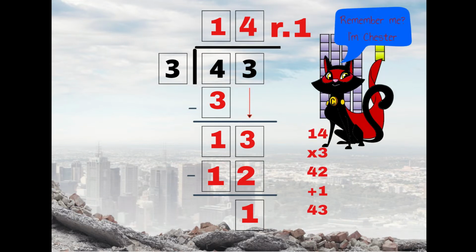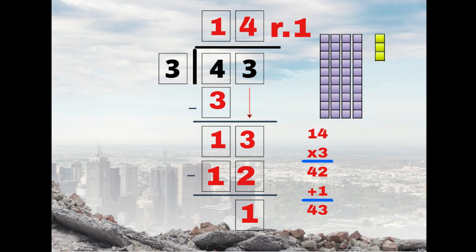The very last step is an important one. My name should remind you to check your answer every time. You check by multiplying the answer by the divisor to see if it equals the dividend. Don't forget to add back the remainder. 14 times 3 is 42. If you add back the remainder of 1, you get what you started with. Yeah!